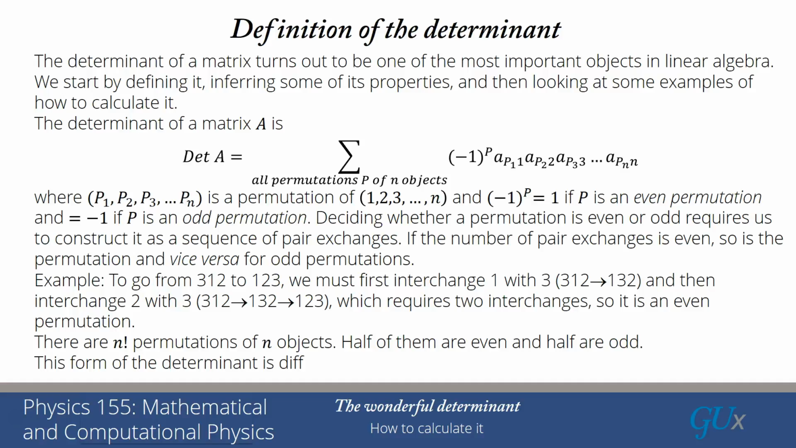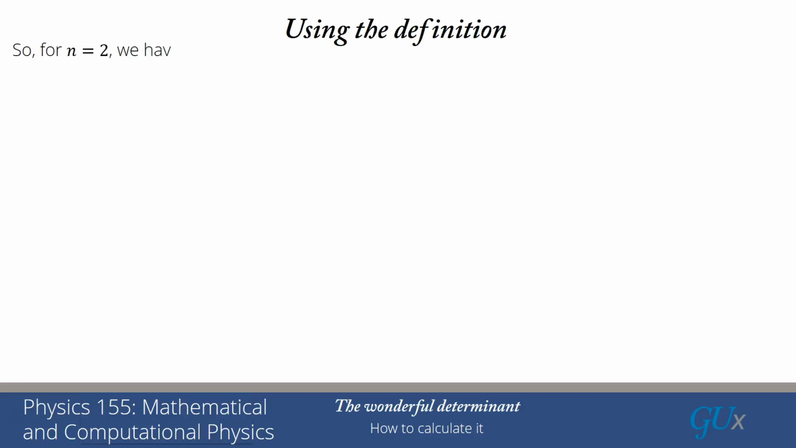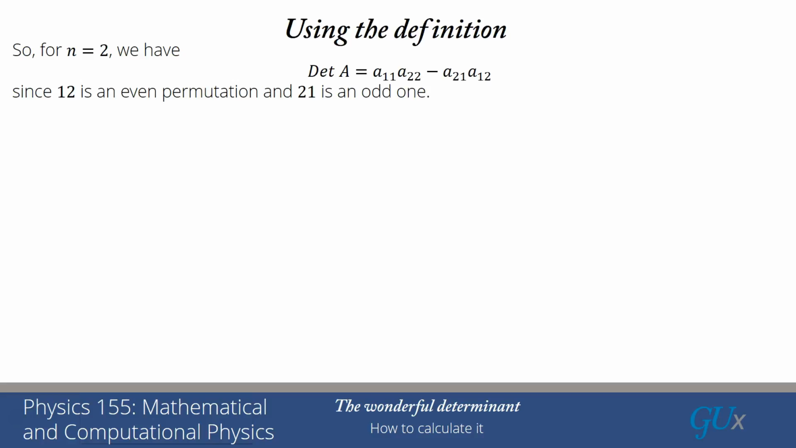And so this formula for the determinant is really difficult to use for large matrices. If I have a 10 by 10 matrix, I have 10 factorial terms, and that's just a huge number to try to evaluate. But it actually is a pretty useful formula for small matrices. So let's just look at a couple of examples for small matrices. If n is equal to 2, then the determinant is just a1,1 a2,2 minus a2,1 a1,2. Where that comes from is 1,2 is an even permutation, and 2,1 is an odd one. So the odd one gets a minus sign, and the even one gets the plus sign.